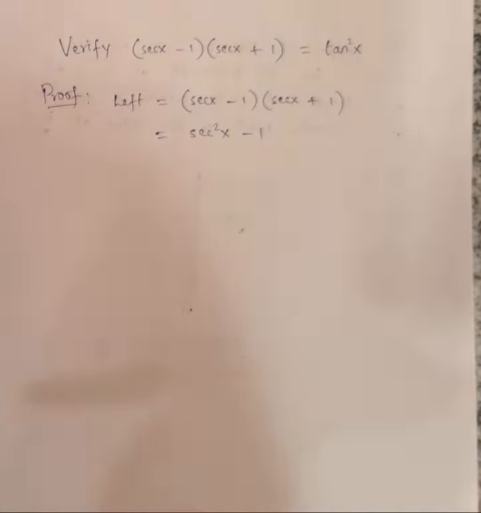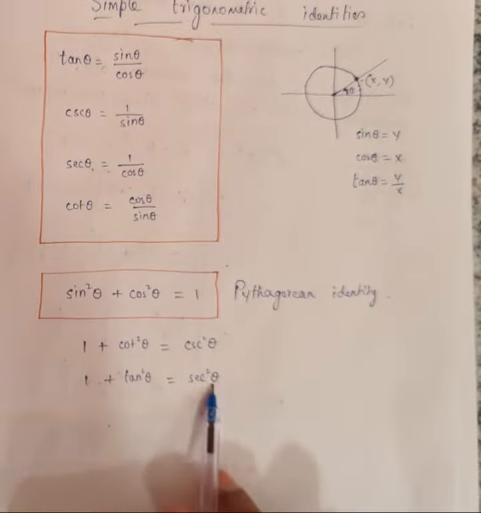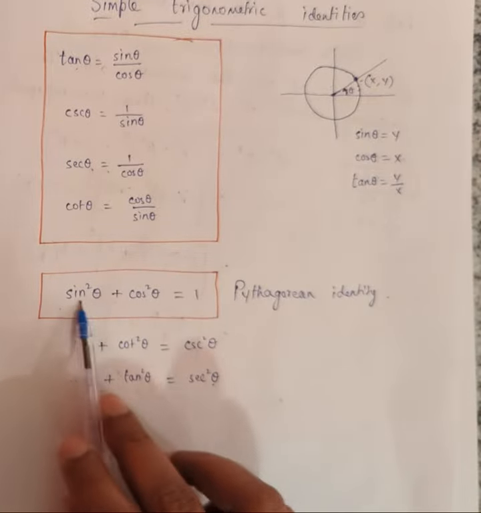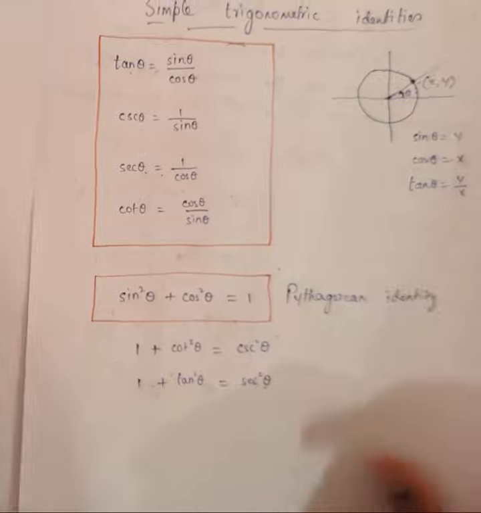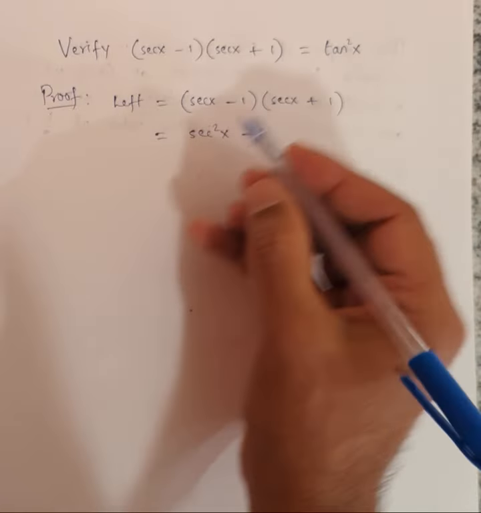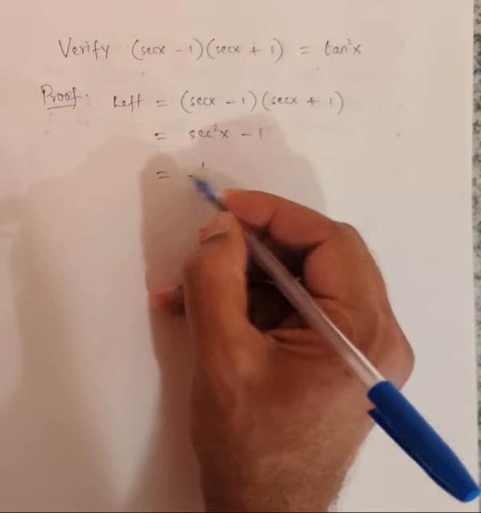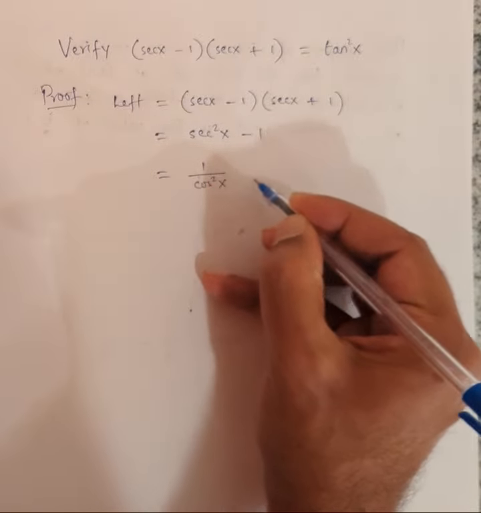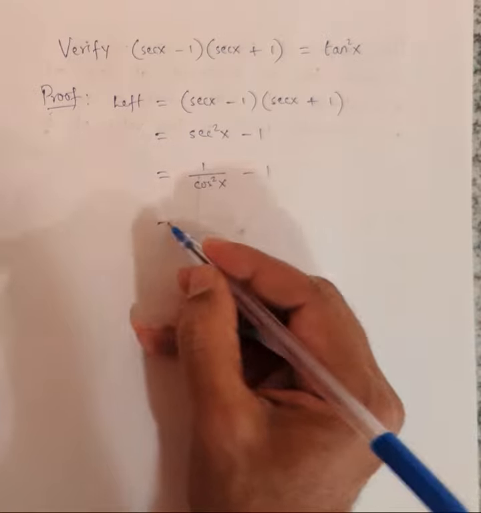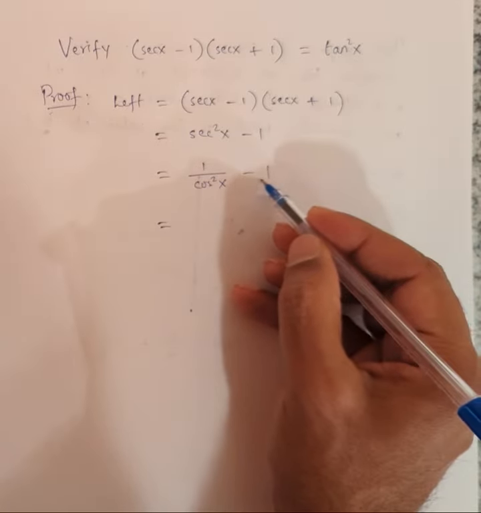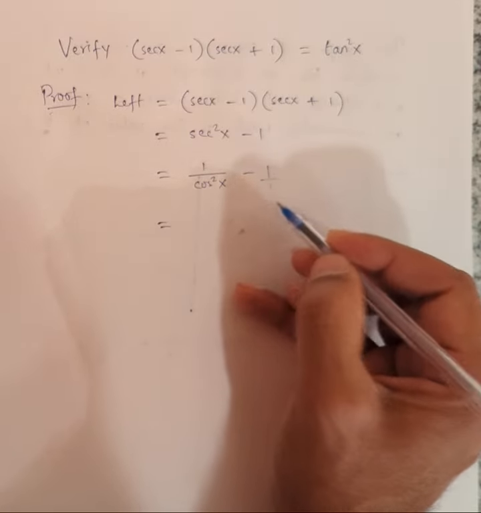But even if you don't remember this Pythagorean identity, if you remember this, sine square plus cos square equals 1, you can still prove this. So secant square is 1 over cos square x minus 1. So 1, you can think of that as 1 over 1.